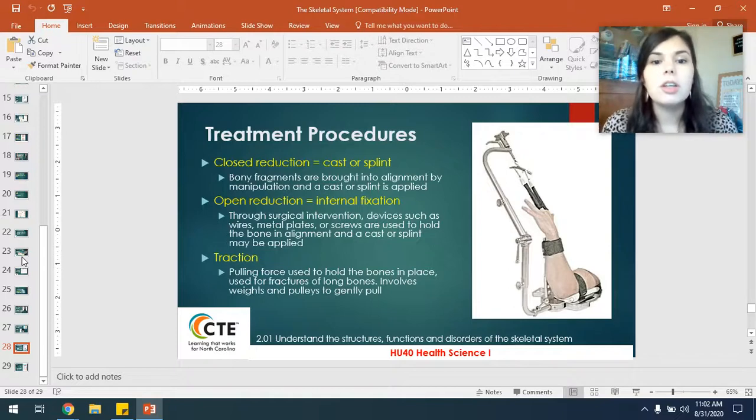Open reduction is when you have to have actual surgical intervention. So devices such as wires, metal plates, or screws might be used to hold the bone in alignment, and then a cast or a splint might be applied. In some cases, they will leave those screws in place forever, and you may just always have a screw in your arm. But in other cases, they may go in later and take those back out.